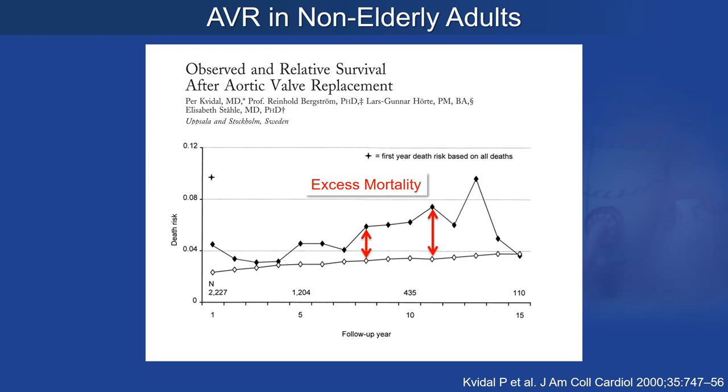Now, if I show you this graph and I ask you, why do you think that is? I'm sure that intuitively, a lot of you will say, well, it's probably that the older patients are a bit sicker, and that's what drives this difference in expected versus observed mortality in the long term.